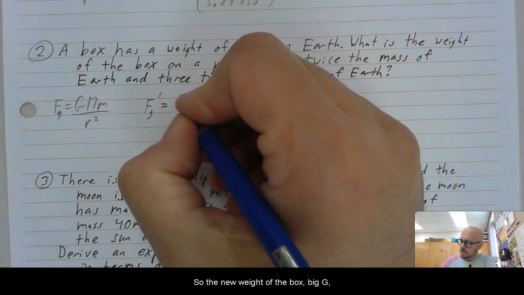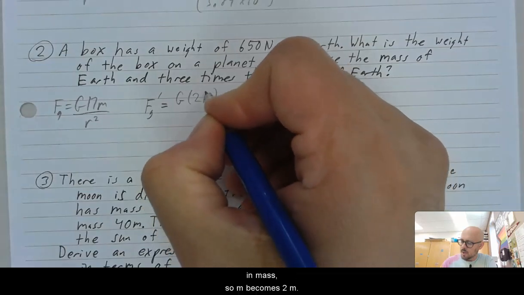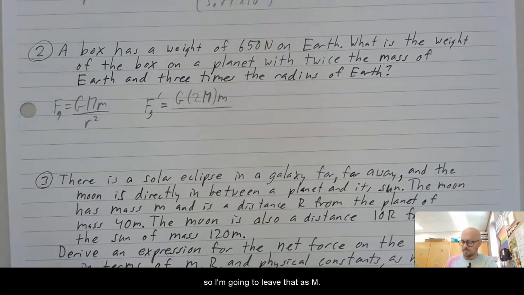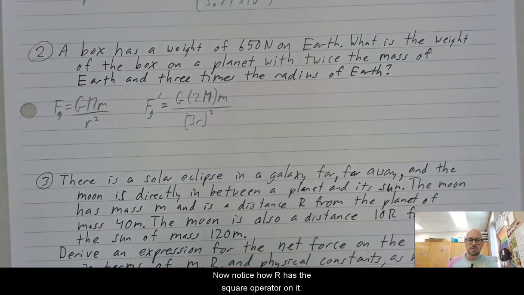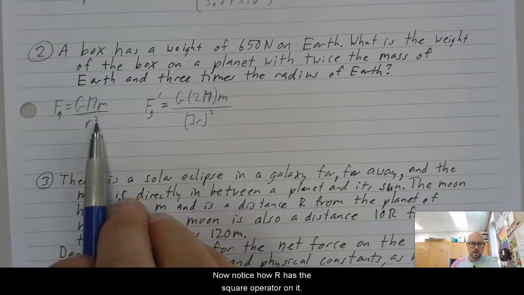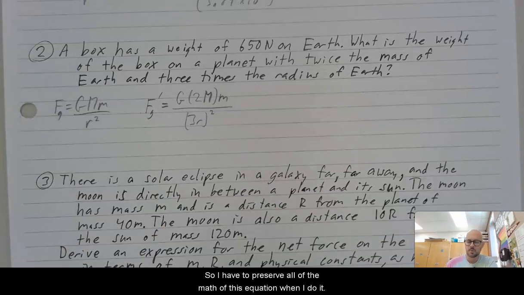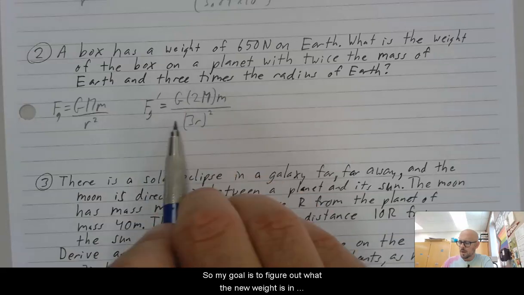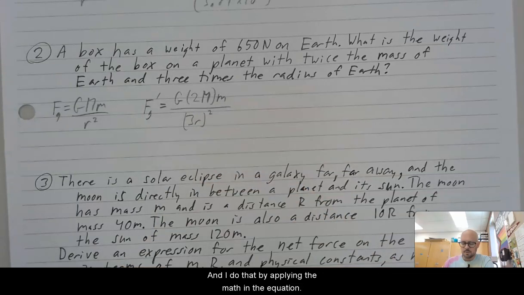So the new weight of the box, big G has not changed, but the planet is now double in mass. So m becomes 2m. The mass of the box hasn't changed, so I'm going to leave that as m. And then the radius of this planet is 3 times the radius of Earth. Now notice how r has the square operator on it, and so now 3r has the squared operator on it. So I have to preserve all of the math of this equation when I do it. So my goal is to figure out what the new weight is in terms of the old weight, and I do that by applying the math in the equation.